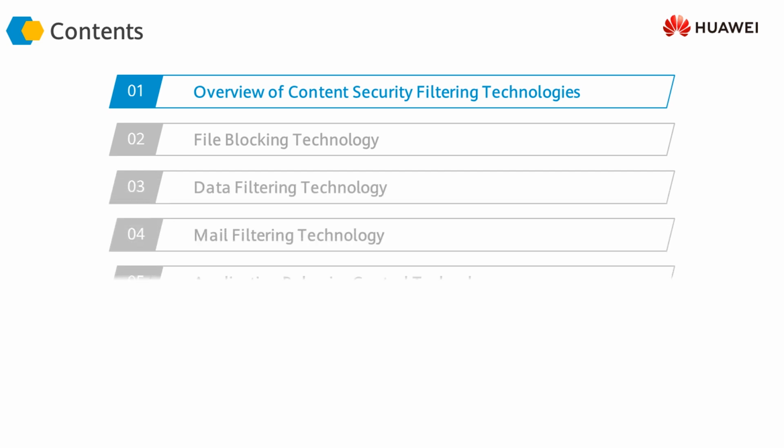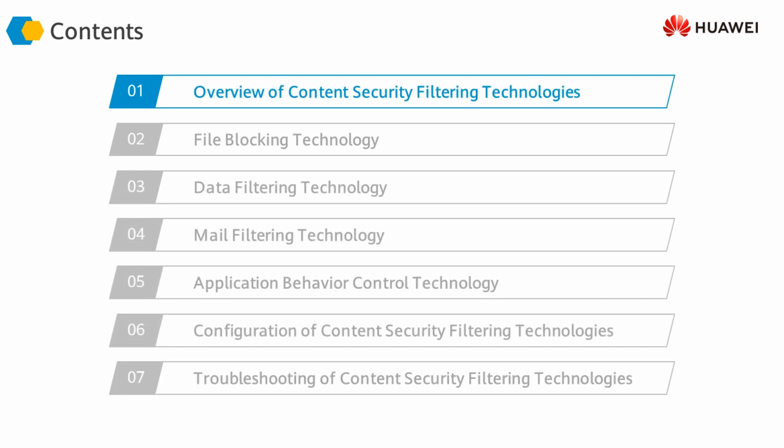As I mentioned, first we are going to get a brief overview of all these technologies. Then we are going to look at these technologies one by one, namely the file blocking technology, the data filtering technology, mail filtering technology, and the application behavior control technology. Once we have understood these technologies in detail, we'll move over to the configuration of all of these technologies, and finally we'll take a look at an example of troubleshooting these content security filtering technologies.